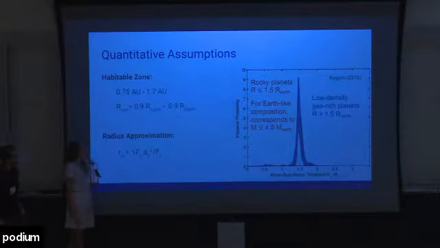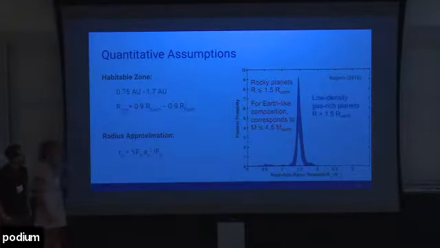We made a few assumptions in our analysis. To begin with, we defined our habitable zone as being 0.75 to 1.7 AU. And then we also defined the minimum radius of these exoplanets capable of harboring life to be 0.9 and 0.6 respectively.